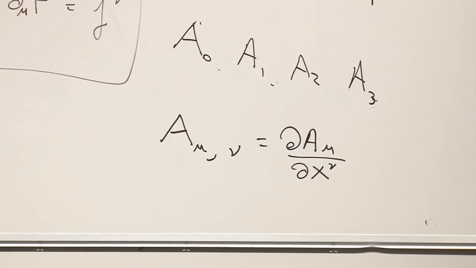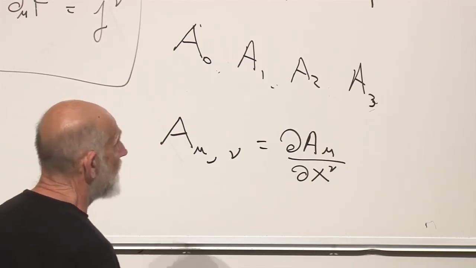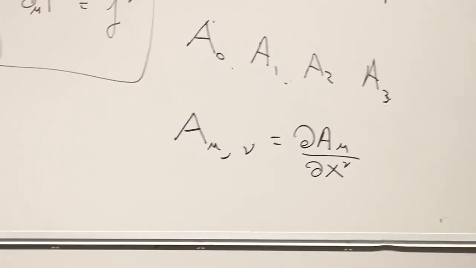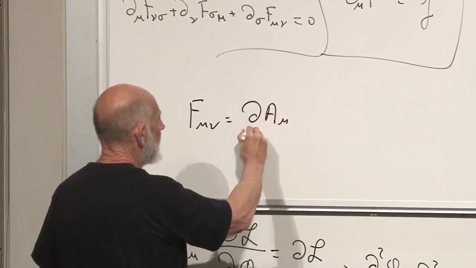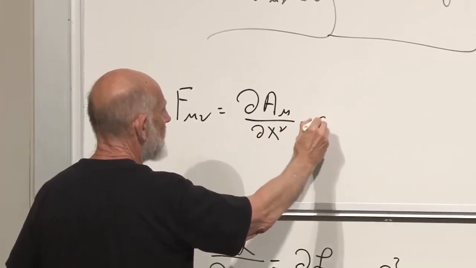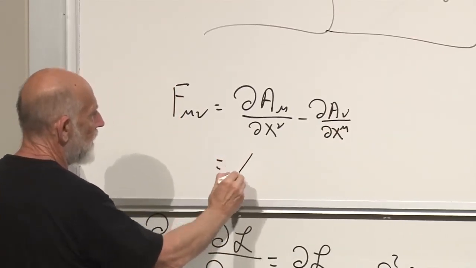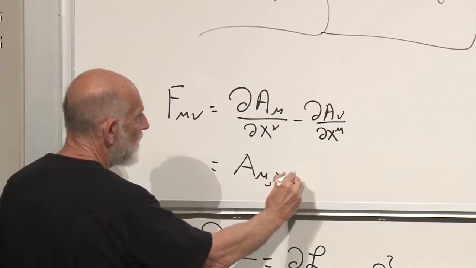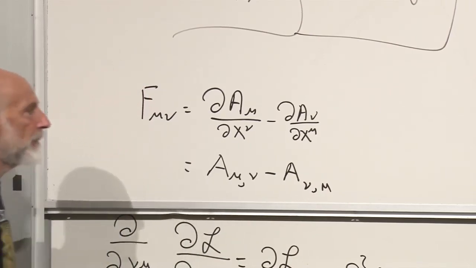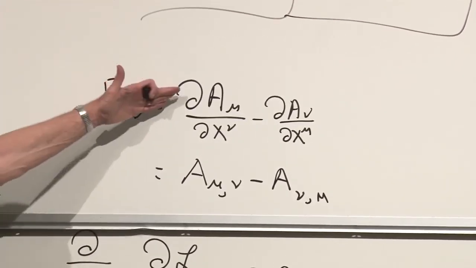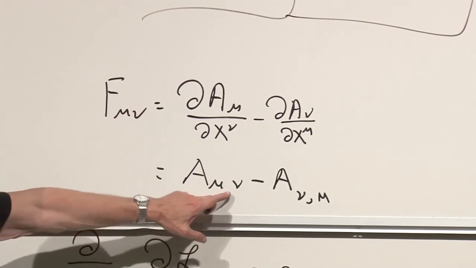What about the field tensor in this form? Here's the field tensor. F mu nu equals the derivative of A mu by dx nu minus the derivative of A nu by dx mu, which is the same thing as A mu comma nu minus A nu comma mu. Okay, you got the notation? It saves writing a bunch of partial derivatives, fraction bars, x's. We just simplify. The comma means derivative.